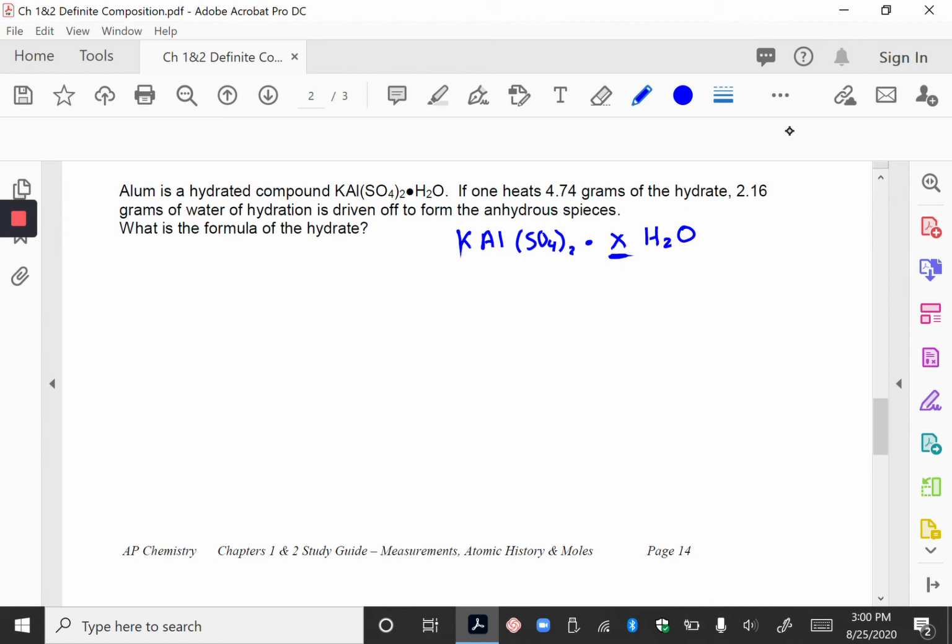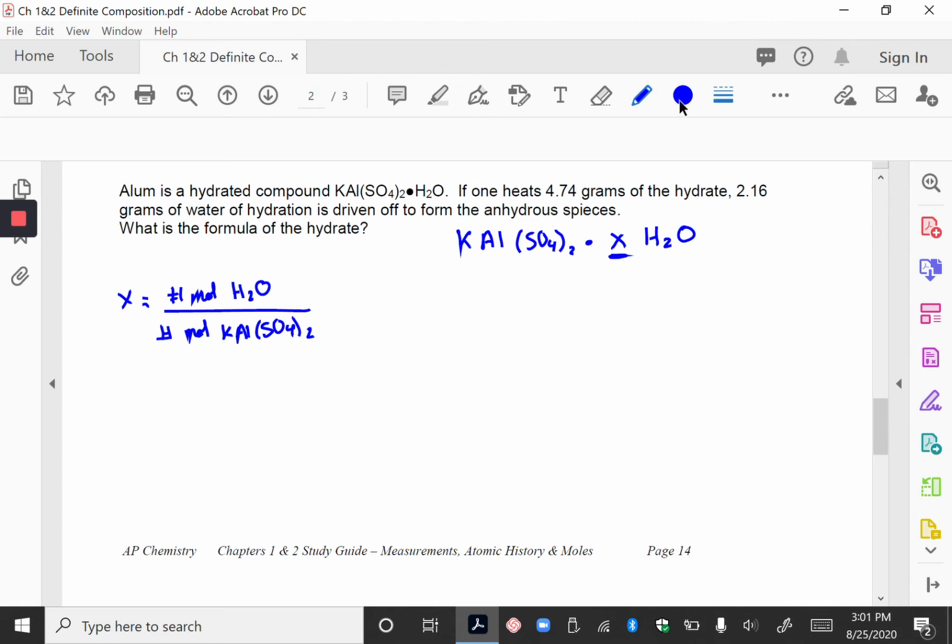So let's see if we can figure this out. So I'm going to write it out here. X is the number of moles of water divided by the number of moles of the KAl(SO4)2. Okay, so we just need to find those moles, right? Well, it tells us that 2.16 grams of water of hydration is driven off. Oh, we know the mass of the water, right?